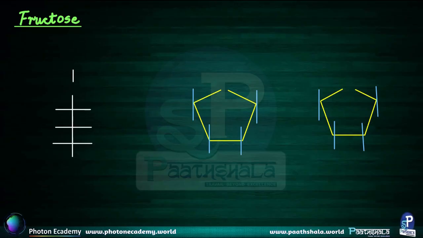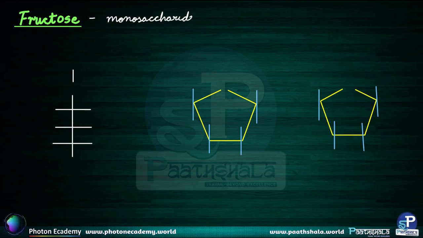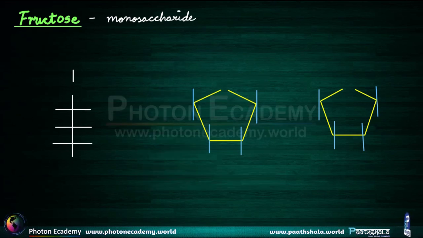Now, having been done with glucose, we move on to fructose. Fructose, like glucose, is also a monosaccharide. And what was a monosaccharide? Any carbohydrate which cannot be hydrolyzed any further was known as a monosaccharide. Now, if I want to draw the structure of fructose, let us draw it.